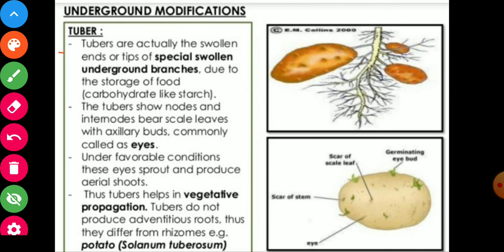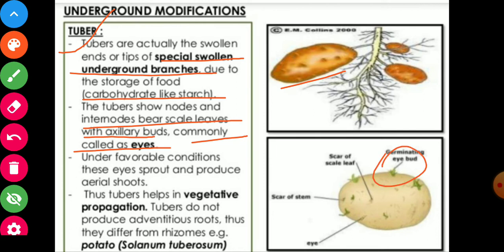Tubers, like potato, is a tuber. It is actually the swollen end of the tips of special swollen underground branches. They store food in the form of carbohydrate starch. Tubers show nodes and internodes, bear scaly leaves and axillary buds, commonly called eyes of the potato. Like this, the eye of the potato also gives rise to buds and forms a new plant. It is used as vegetative propagation.